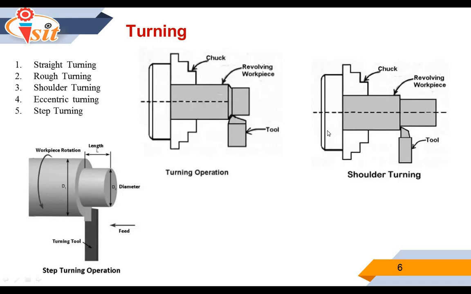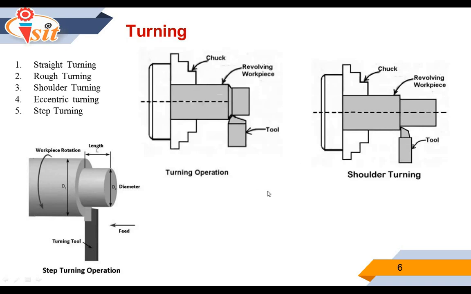Next is shoulder turning. In shoulder turning, the workpiece has different diameters to be turned, and the surface forming steps from one diameter to another is called a shoulder. Machining this part of the workpiece is called shoulder turning. In this figure you can see the revolving workpiece and the shoulder turning tool.